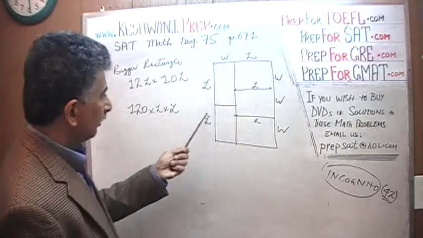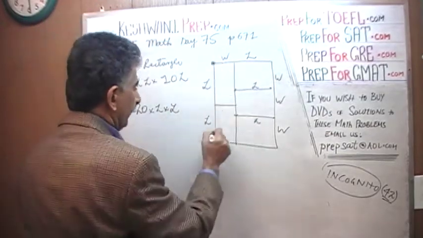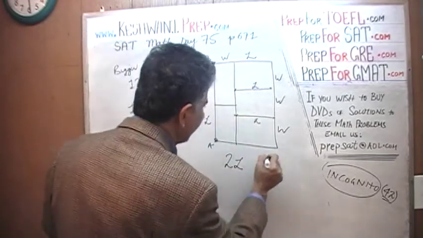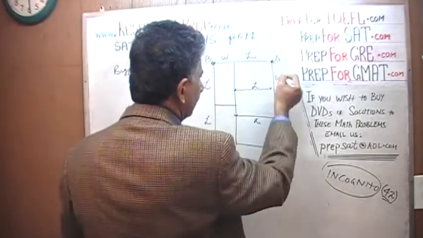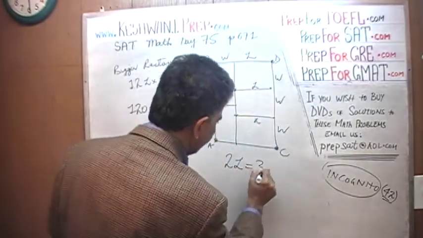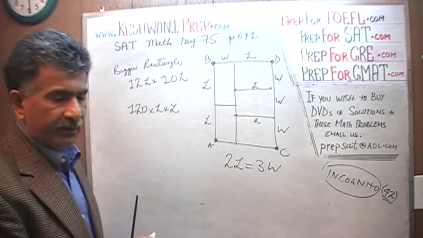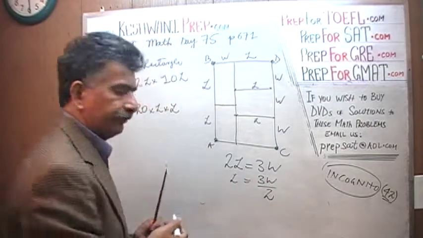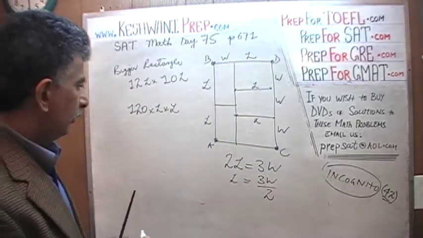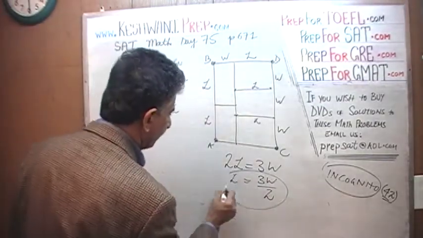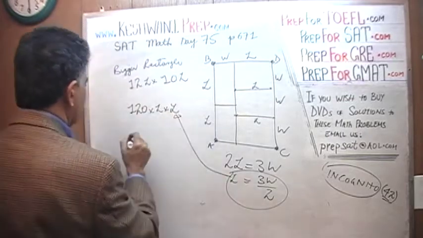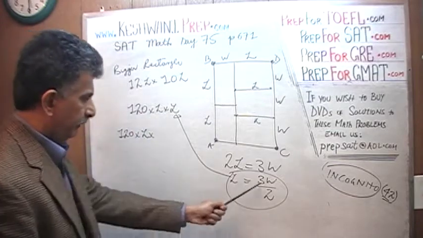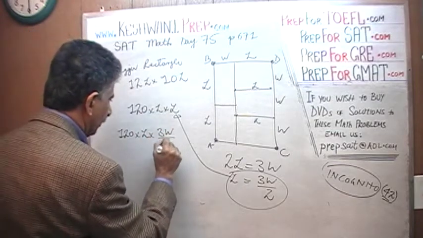As you can see here, from A to B is 2L, which is the same as from C to D, which we know is made up of 3W. So 2L equals 3W. That tells us that L must equal 3W over 2. We can put it right in here for one of these L's. So we get 120 times L times another L, which is 3W over 2.